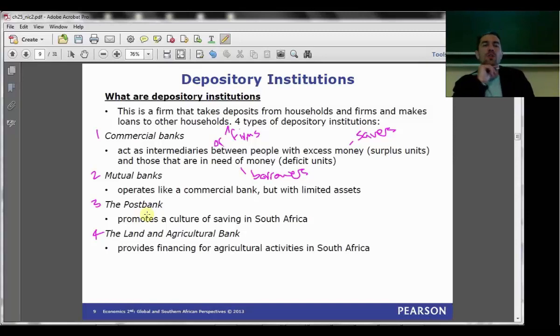There was talk during the SASSA debacle about distributing social grants via the Postbank. Nothing came of that.